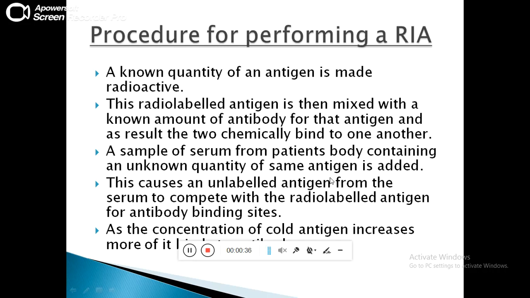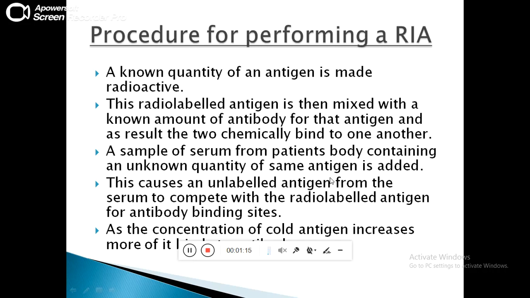Now, a sample of serum from a patient containing an unknown quantity of the same antigen is added. The patient serum in which we are suspecting that particular antigen is allowed to incubate with this reaction kit containing an already prepared, labeled antigen and an antibody. This causes the unlabeled antigen from the serum to compete with the radio-labeled antigen for the antibody binding site. Here the second principle of a RIA takes place, that is a competitive displacement reaction in which the unlabeled antigen will compete with the radio-labeled antigen.